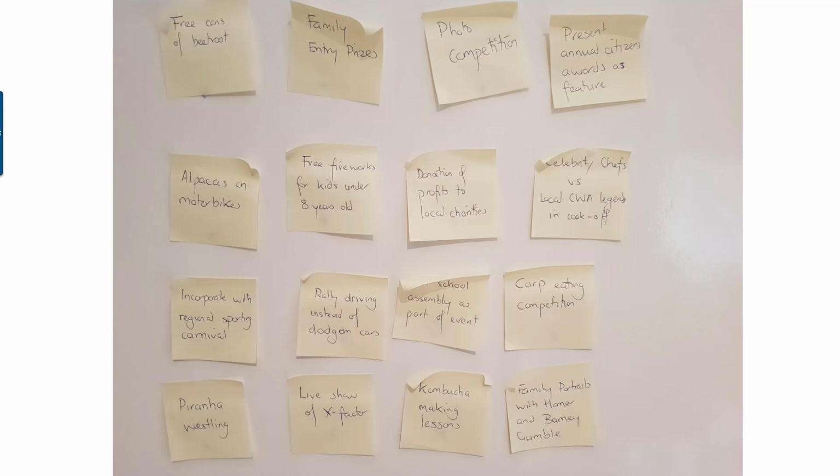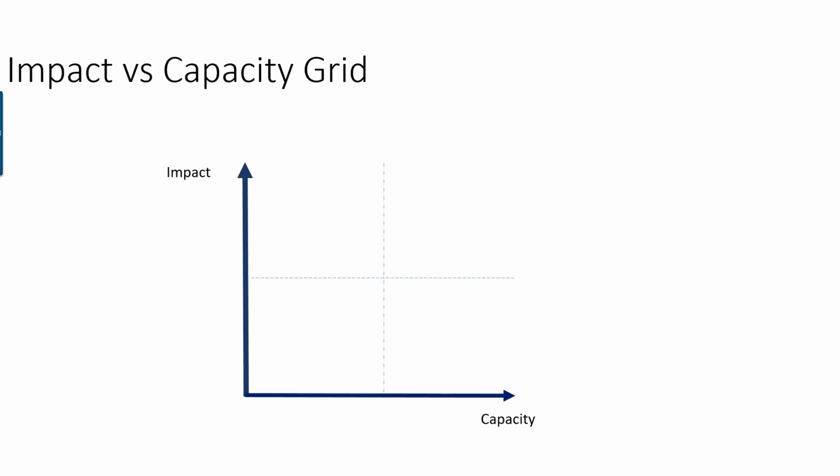So they've brainstormed some fantastic ideas, as you can see here, and you're thinking, how do we get some action from this? How do we really look at some priority? And how do we keep it simple? Let's go and use my old friend, the impact versus capacity grid.